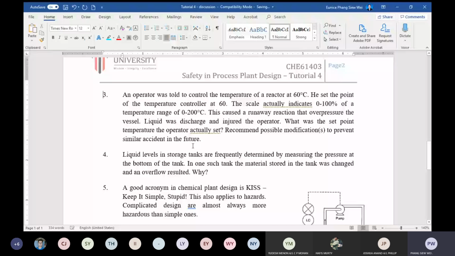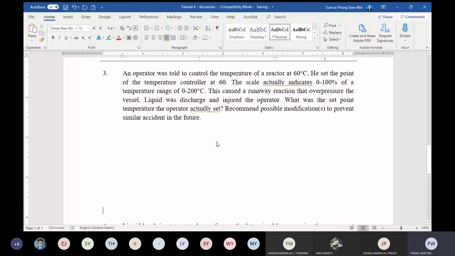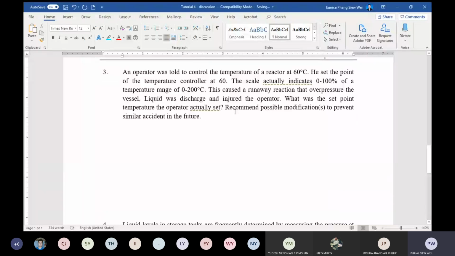Okay, an operator was told to control the temperature of a reactor at 60 degrees. He set the set point of the temperature controller at 60. And the scale actually indicates 0 to 100 for a temperature range of 0 to 200 degrees Celsius. This causes a runaway reaction that overpressures the vessel. Liquid will discharge and injure the operator. So what is the set point temperature the operator actually set?